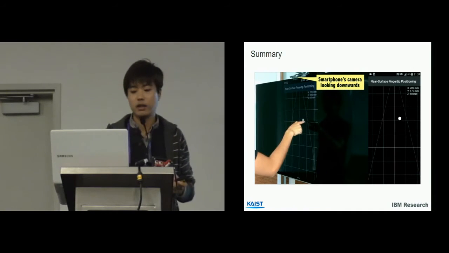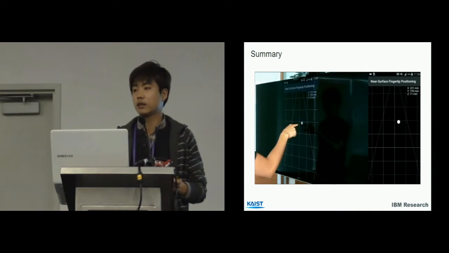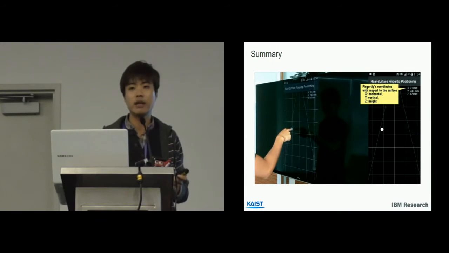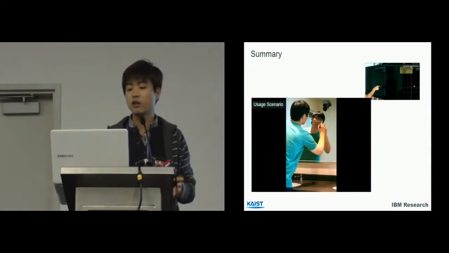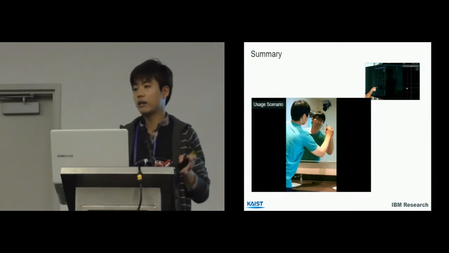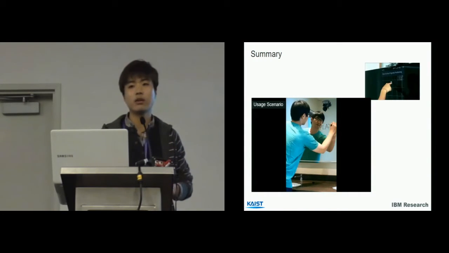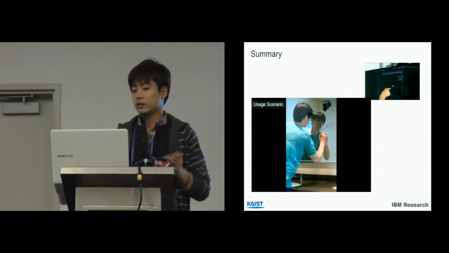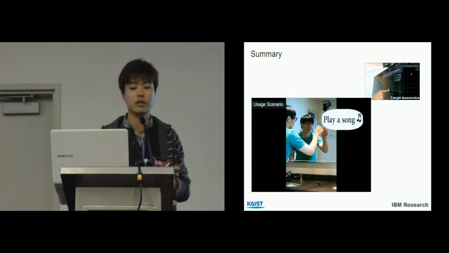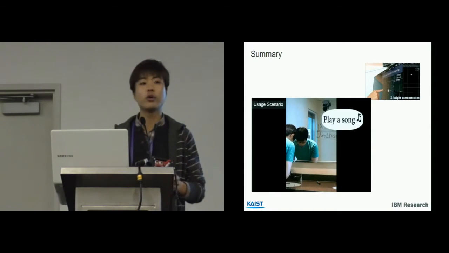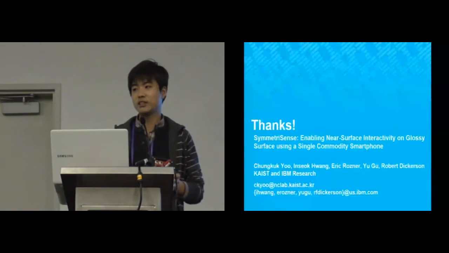To recap, we presented SymmetriSense, a novel mobile platform to enable near-surface interactivity. It runs on a single commodity smartphone and any glossy surface of an everyday flat object. SymmetriSense achieves fair accuracy for finger interaction. Please refer to our paper for more details. Thanks for your listening.